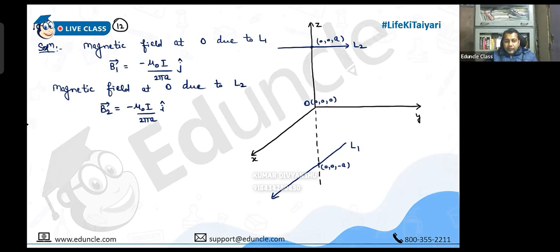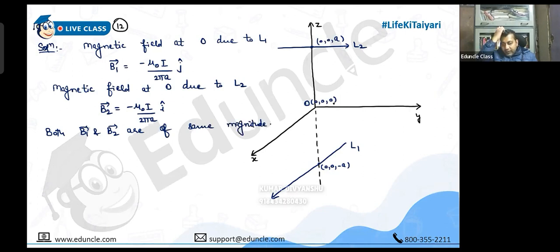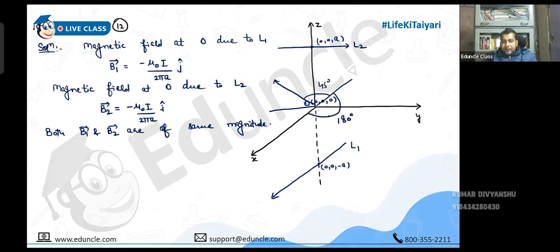Now, both B1 and B2 are of same magnitude, so the resultant will be equally inclined between them. One is pointing in negative X direction and the other in negative Y direction. So the resultant will be midway, making an angle 45 with this. And this is in fact 180. So the total angle with the positive X axis will be 225. Please check.